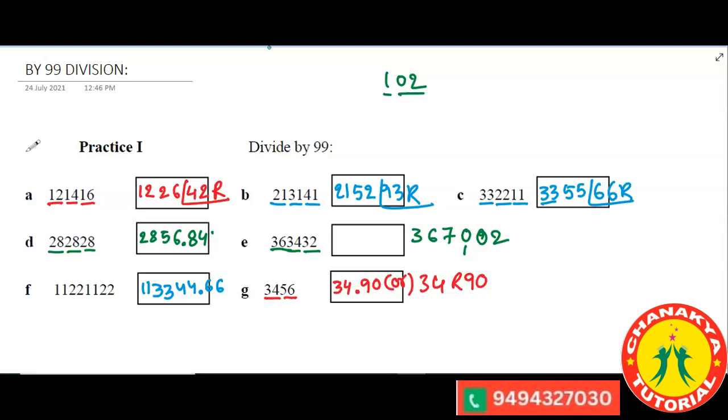Okay, and here one more extra process is there. See here, all the remainders 42, 93, 66, 84, 66, 90 are less than 99. That is why we directly take them as the remainder. But here we got 102, and 102 is more than 99. So we have to add something to the last pair. How much do we have to add?